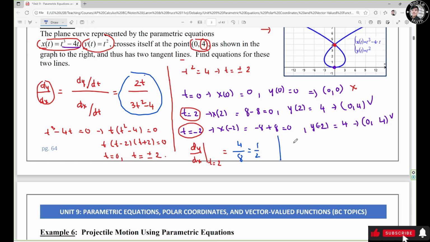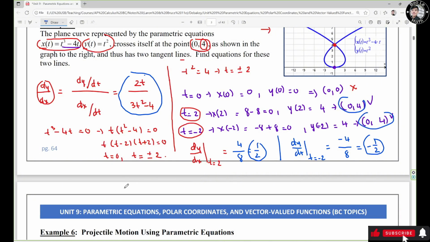And second one, dy over ds evaluated at t equals -2, right? So 2 times -2 equals -4. This one should be 8, and the answer is -1/2, right? So you have two tangent lines. The first one has the slope right here. The second one has the slope right here, right? And you see the ordered pair is right here and right here, right?